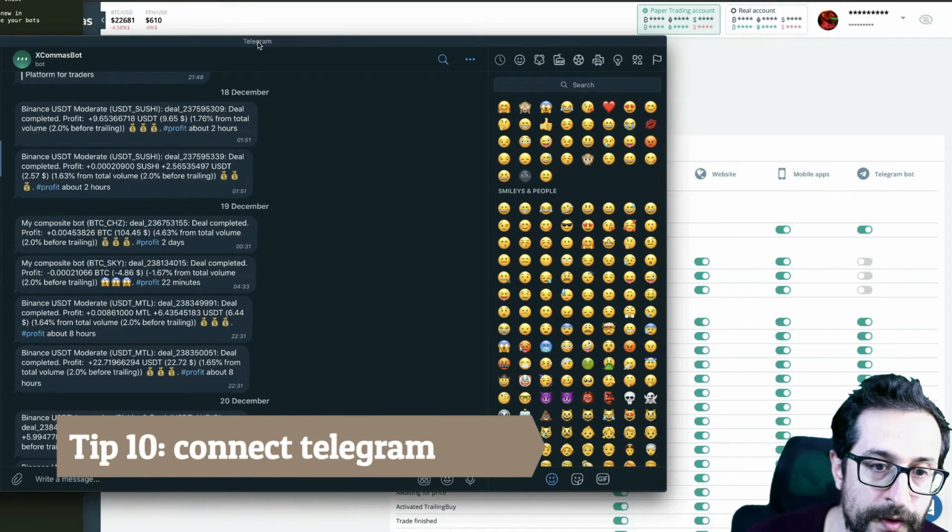Tip number 10. Consider connecting your 3commas to Telegram.